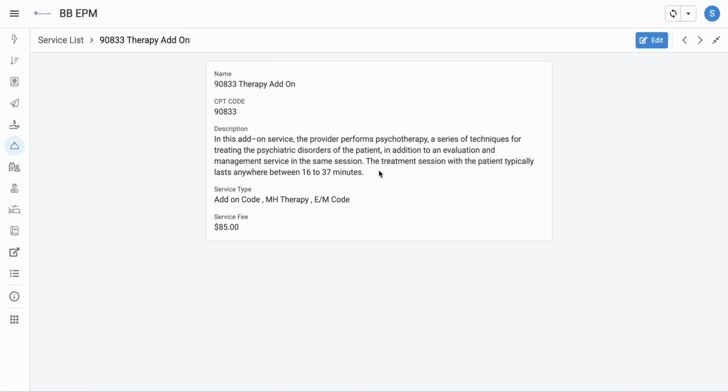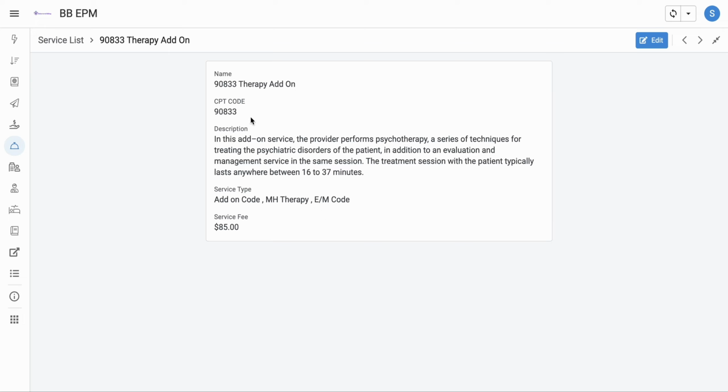90833. This is also a therapy add-on. So this is typically used in combination with psychiatric services. So you will bill an E&M code in addition to the 90833. Let's take a look at the description. In this add-on service, the provider performs psychotherapy, a series of techniques for treating the psychiatric disorders of the patient, in addition to an evaluation and management service in the same session. The treatment session with the patient typically lasts anywhere between 16 and 37 minutes. So 16 and 37 minutes is the time requirement for the 90833.